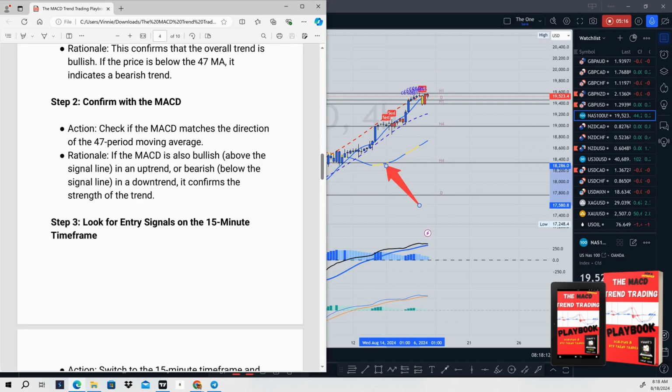Okay. So if the MACD is also bullish above the signal line, it's in an uptrend, or bearish below the signal line, it's in a downtrend. It confirms the strength of the trend. Okay, so we're looking for basically a color match.